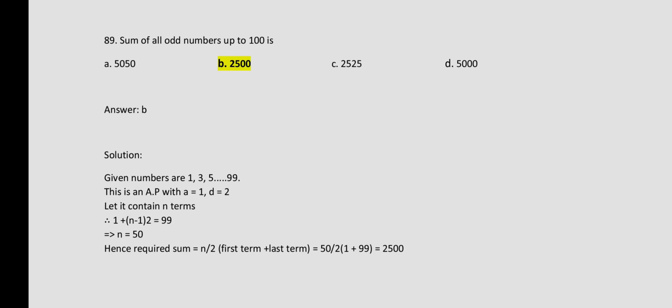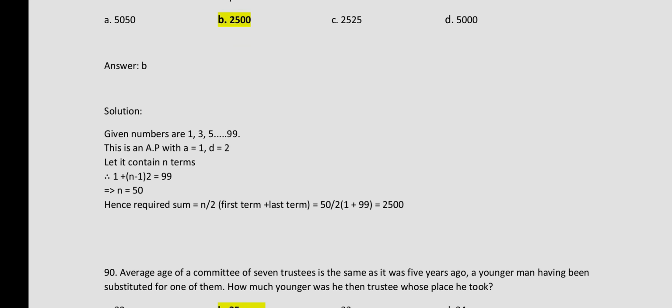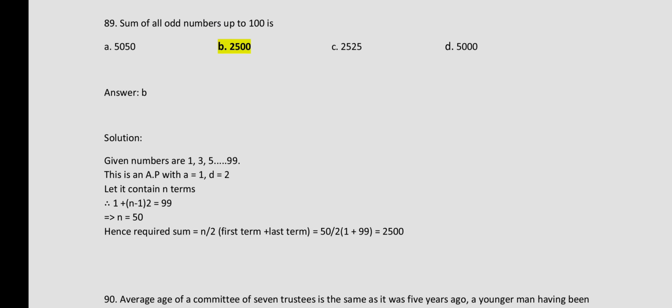Number 89, sum of all odd numbers up to 100 is, sagot daw dyan ay letter B, 2,500. Solution, given numbers are 1, 3, 5, kasi sabi diba, odd numbers up to 100. Lahat ng odd numbers lang. 1, 3, 5, 7, 9, 11, 13, so on so forth hanggang makarating ng 99. So, this is an arithmetic progression with a is equals to 1 and d, yung common difference, is equals to 2. Let it contain n terms.